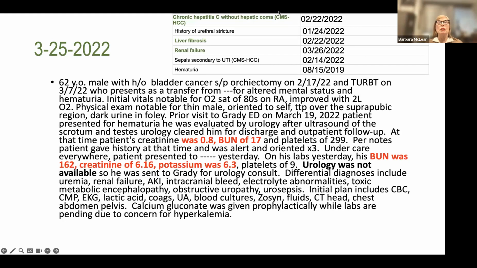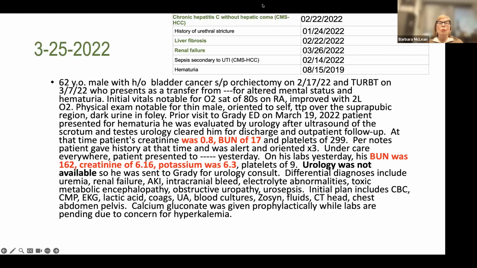So here is his basic history. You'll see here hematuria in 2019 and all the rest of these in 2022. So sepsis secondary to a UTI, chronic hep C without hepatic coma, history of urethral strictures, liver fibrosis, and here on 3/26/2022, this is his new diagnosis, renal failure.